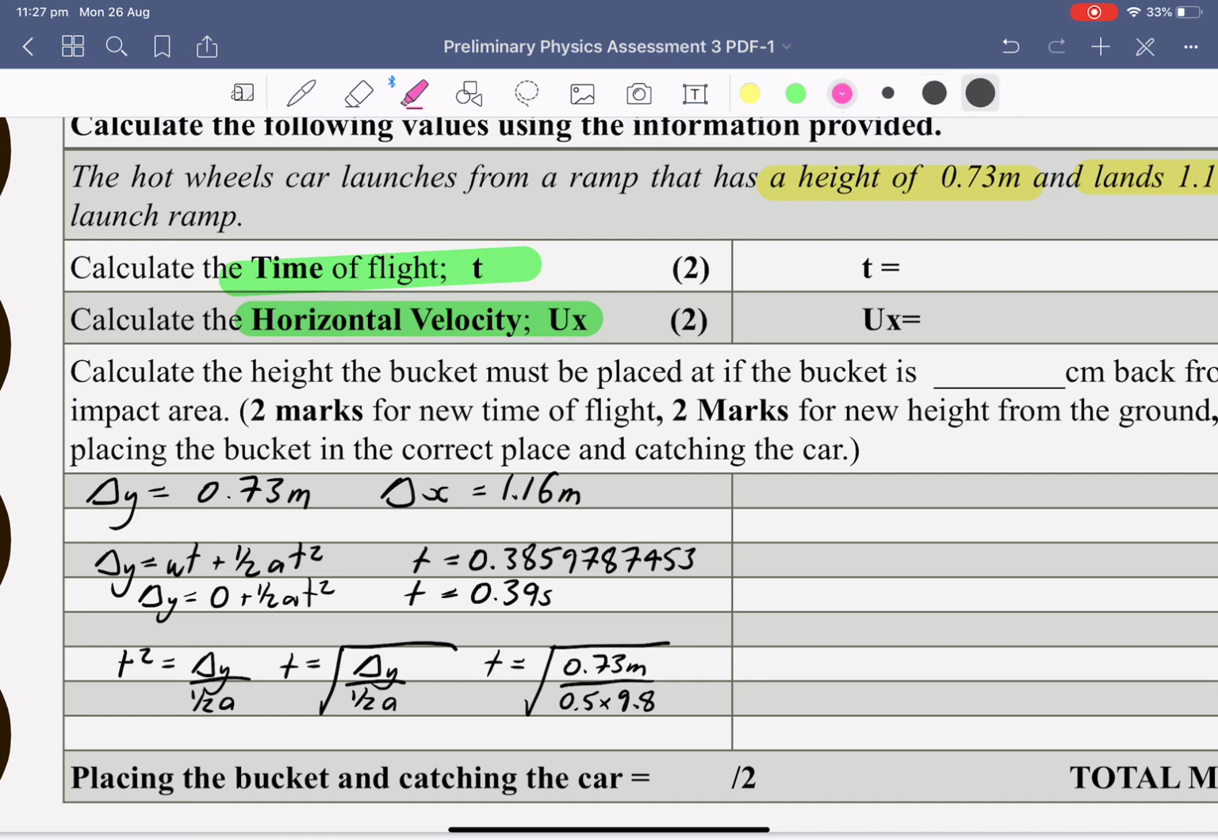Just so we don't lose ourselves in our working out there, I'm going to highlight that. And once we've done that, we should write that in our answer up here, 0.39 seconds. Excellent.